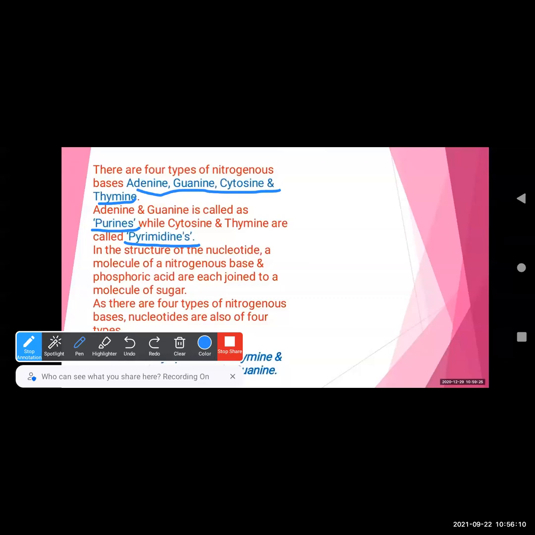So in the structure of the nucleotide, there is a molecule of nitrogenous base. So you should know the components of the DNA. It is made up of nitrogenous bases, that is ATGC, adenine, thymine, guanine, cytosine. Those are called nitrogenous bases. It is also made up of phosphoric acid and the sugar molecule, right? So sugar, phosphoric acid, and nitrogenous base are the components of the DNA. As there are 4 types of nitrogenous bases, nucleotides are also of 4 types.